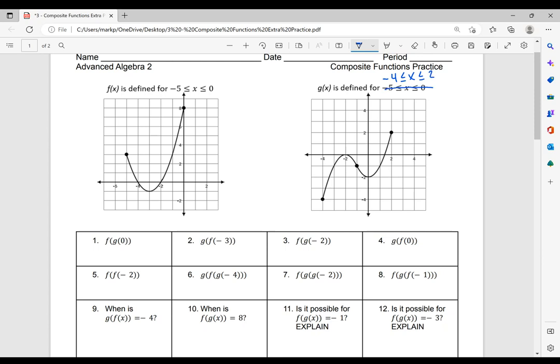All right. So anyways, g of 0. So we go to g of 0 first. So that's f of g of 0. So g of 0 is -2. So now we're going to do f of -2. And f of -2 is right there on 0.